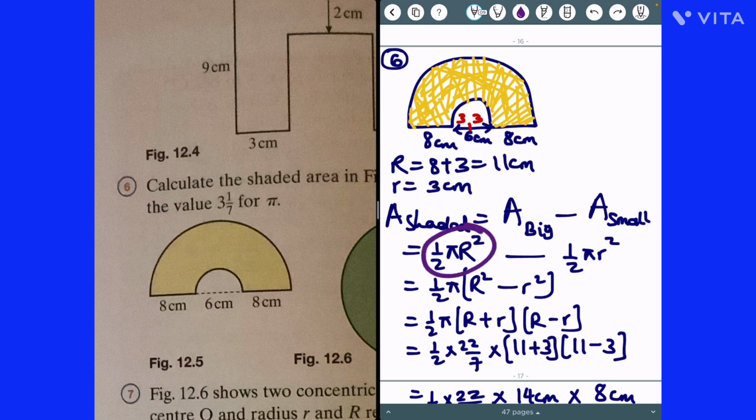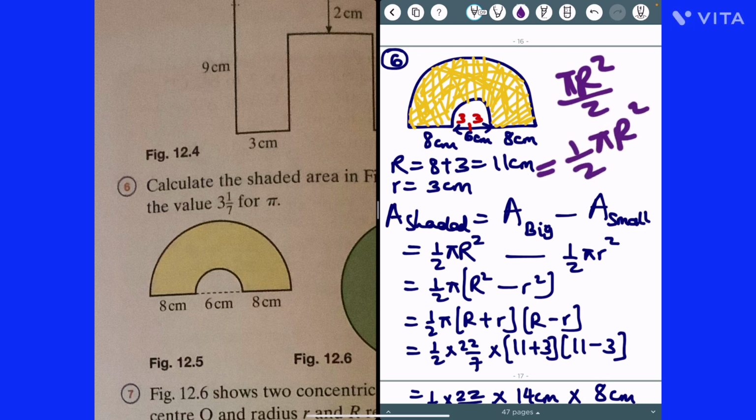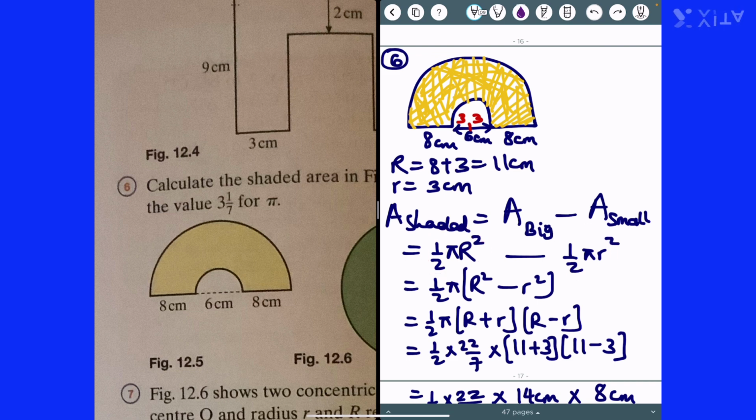So half pi r squared minus half pi r squared, because the area of a semicircle is the area of a circle divided by 2. So half pi r squared. Pi r squared over 2 is the same thing as half pi r squared. So that means the area of the big semicircle is half pi r squared. The area of the small one is half pi small r squared.